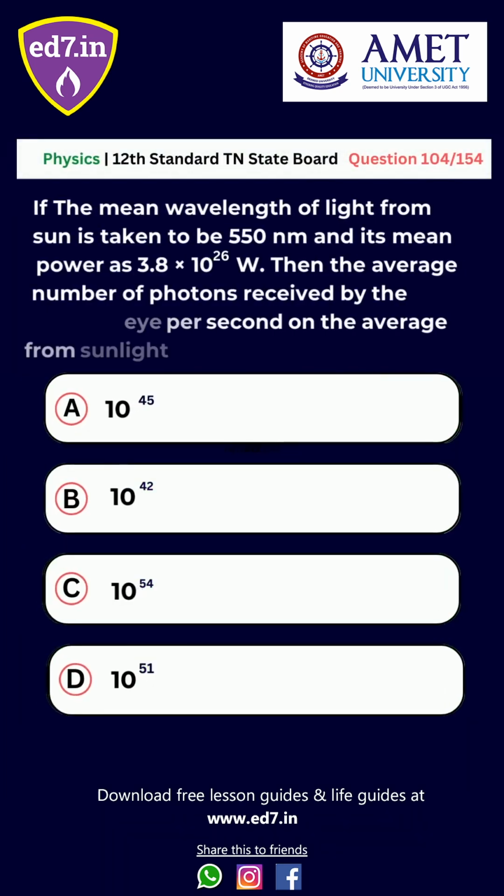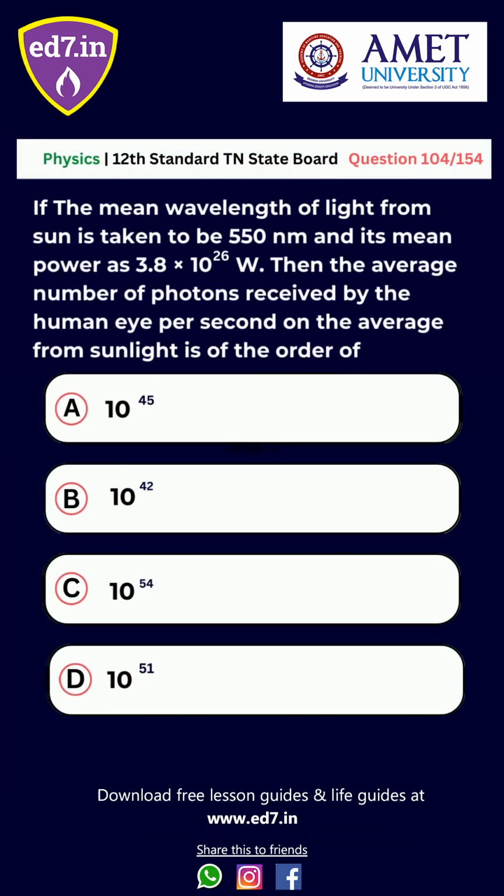Question number 104. If the mean wavelength of light from the sun is taken to be 550 nm and its mean power is 3.8 into 10 power 26 watts, then the average number of photons received by the human eye per second on the average from sunlight is of the order of: option A 10 power 45, B 10 power 42, C 10 power 54, D 10 power 51. The right answer is option A, 10 power 45.